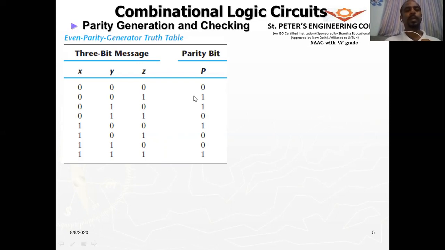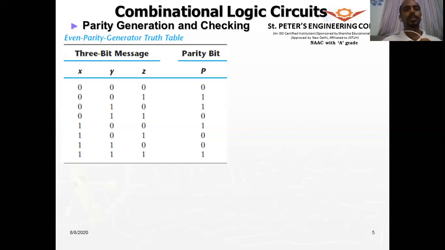So 1 and 1, therefore an even number of ones are there. Here only one is present, so the parity bit again will be 1 to make sure it is an even number. Here two ones are there in the input, so the parity bit will be 0, since there is already an even number of ones present. Again, for this combination it will be 1 because only one 1 is present. For this 0, for this 0, and for this, three ones are there, and the parity bit will be 1 to make sure that there is an even number of ones, because 3 is not an even number. So this is the parity generator.